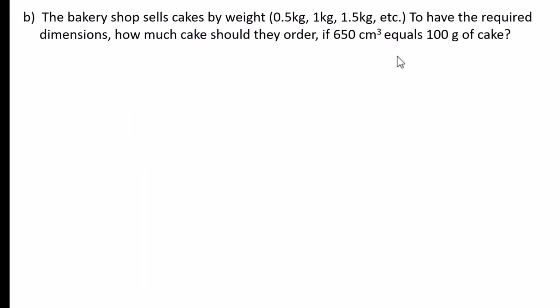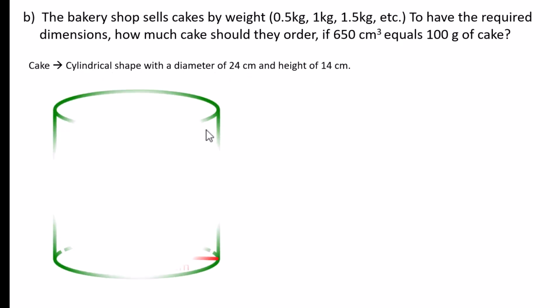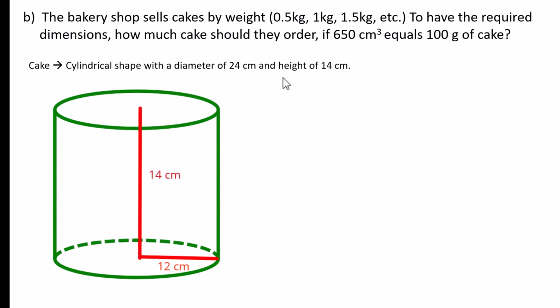The bakery shop sells cakes by weight: 0.5 kg, 1 kg, 1.5 kg, etc. To have the required dimensions, how much cake should they order if 650 centimeter cube equals 100 grams of cake? So how much cake should they order? Which means they are trying to find out the volume of the cake that is required. Now let's draw the cake, which is cylindrical in shape, with a diameter of 24 centimeters and height of 14 centimeters. Height of 14 and diameter of 24, so the radius will be 12 centimeters.